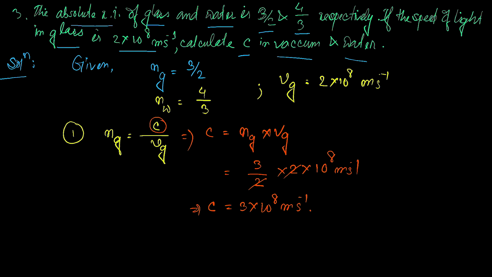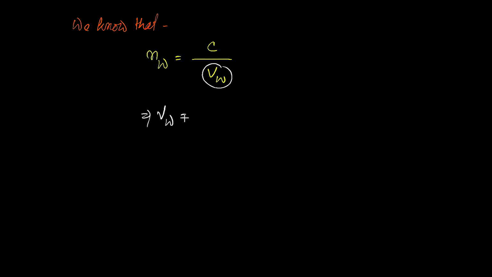Again, we are going to use one more relation. We know that, what do we know? We know everything. NW is equal to C by VW. Here you have to calculate what? You have to calculate the VW here. So VW is equal to C by NW. Right or wrong? Obviously right, sir.